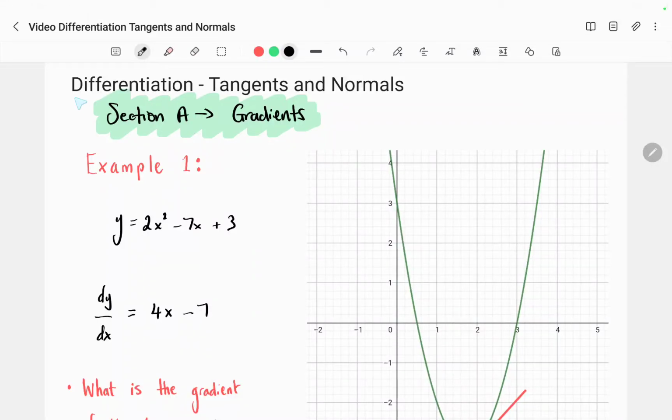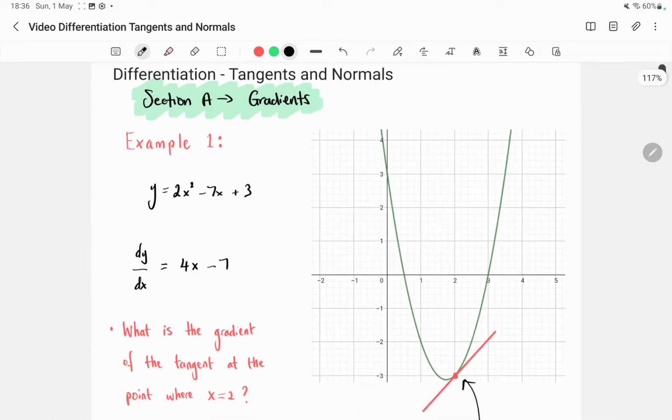This video is about differentiation and how it can be used to calculate, first of all, the gradients of tangents and normals, and then equations of tangents and normals. Now, in these questions, I have got a sketch of some curves. You don't have to sketch any curves in these questions. This is just to help us to visualize what's happening.